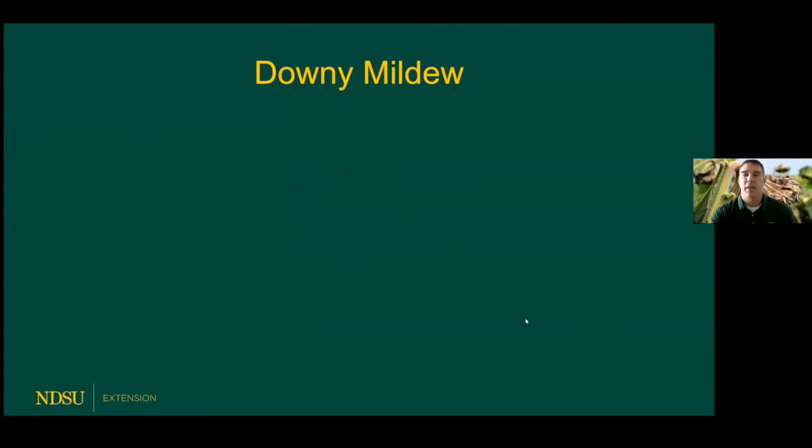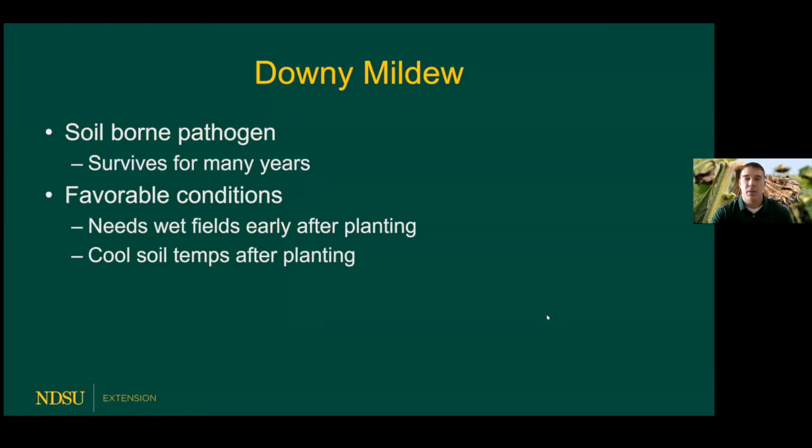Okay, last update. I'm going to make this one pretty quick with Downy Mildew. So Downy mildew is one of those diseases you really do not have in a drought year, but it's one of the ones you don't want to forget about. It's a pathogen that survives in the soil for many years. It needs it cool and wet after planting to really get going.